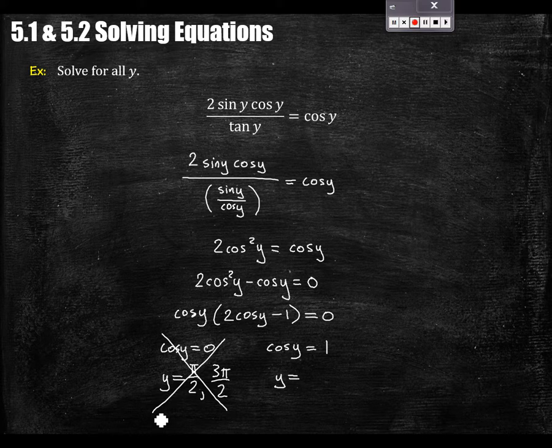Okay. But over here, can cosine y equal 1? Sure. And when does that happen? 0, or I'm sorry, 1/2. Oh, hey, that's 3.